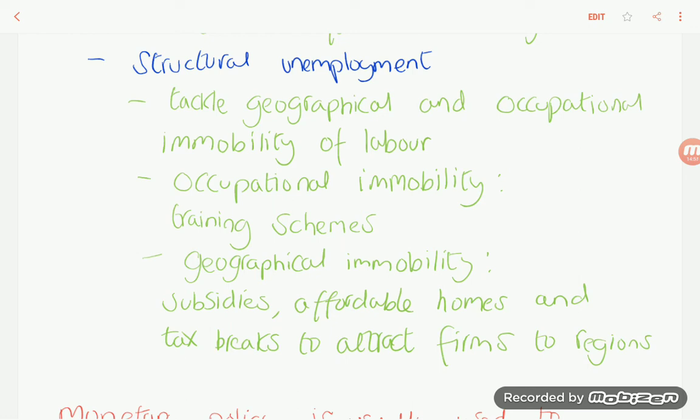Governments can bring jobs to areas with high unemployment by providing benefits to firms that locate in certain areas, such as tax breaks. Also, this might be combined with training schemes to give local workers the skills required for the jobs provided.